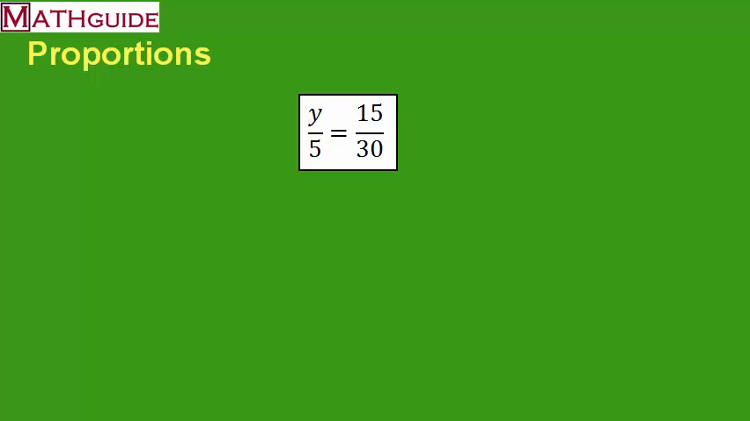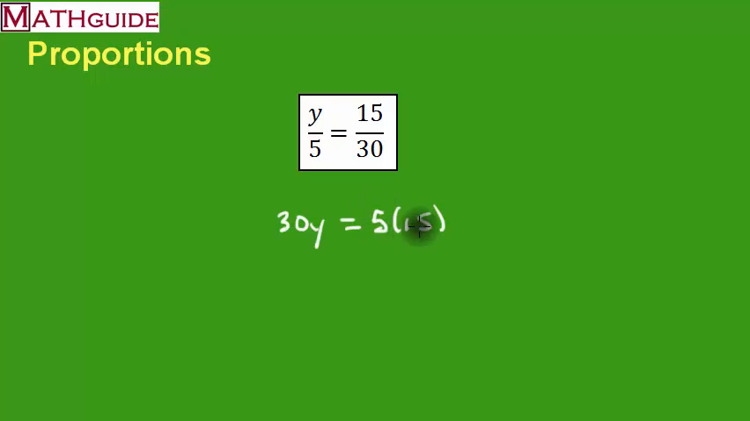Alright, here's our second example. And again, I've got a ratio on the right, a ratio on the left. Again, I'm going to solve this by cross multiplying. So I'm going to take 5 times 15, and I'm going to take 30 times y. So I'm going to set them equal, like I'm supposed to with the proportion.